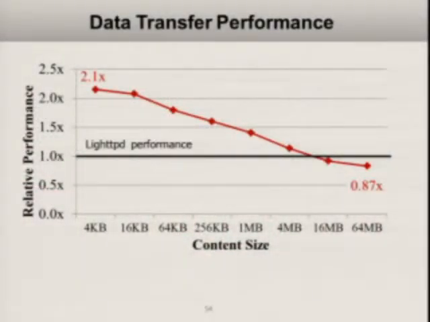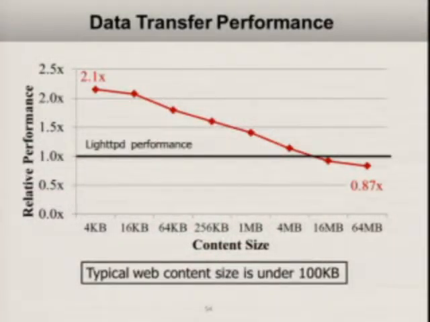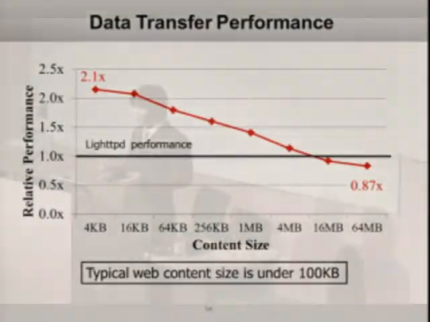And finally, we look at the data transfer performance by varying the content sizes. Here I'm showing the relative data performance of SSLShader against Lighty. We observe about 2.1 times higher throughput for smaller contents. As the content size grows, the proxying overhead becomes larger than the benefit of GPU offloading, and SSLShader performs slightly worse than Lighty. Typical web content size is pretty small, like under 100 kilobytes, and we believe the performance benefit for small contents outweighs the smaller performance loss at larger content sizes.